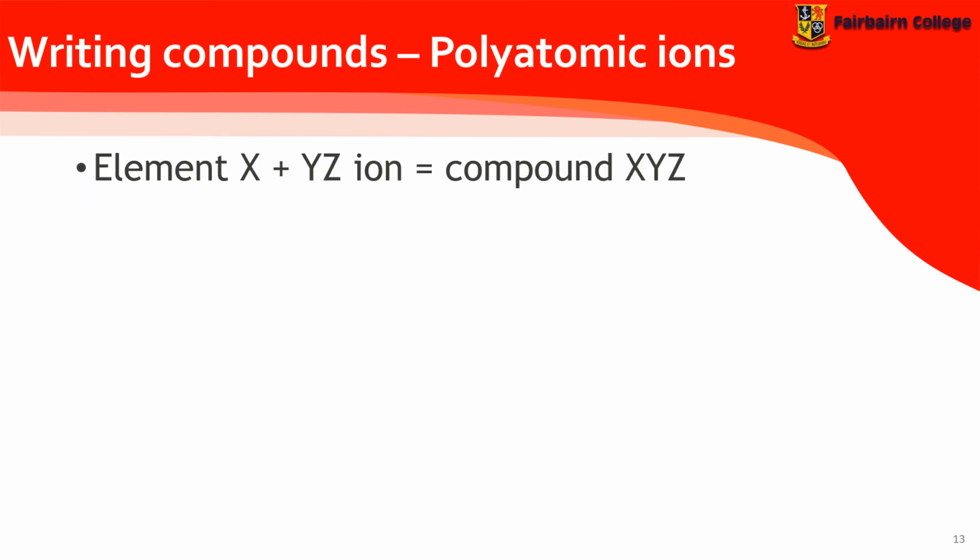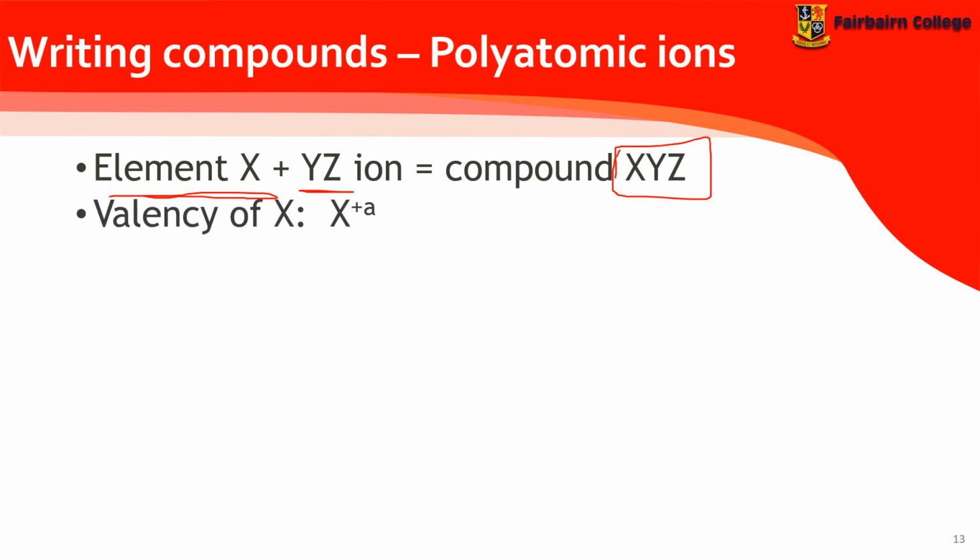So let's look at a generic example of our X's and our Y's again. In this case, we have element X reacting with polyatomic ion YZ, and that's going to form a compound that looks something like this, XYZ, and we have to figure out exactly how this is going to look. So we start off by going to our periodic table and we look for the valency of X, and we're going to find X has a valency of plus A. Again, A is just a placeholder for now.